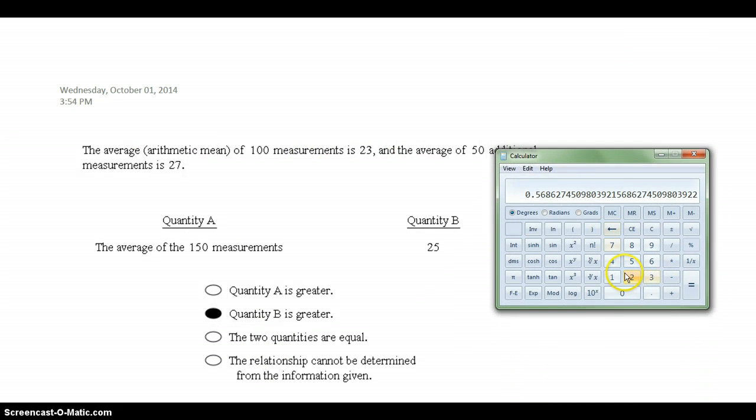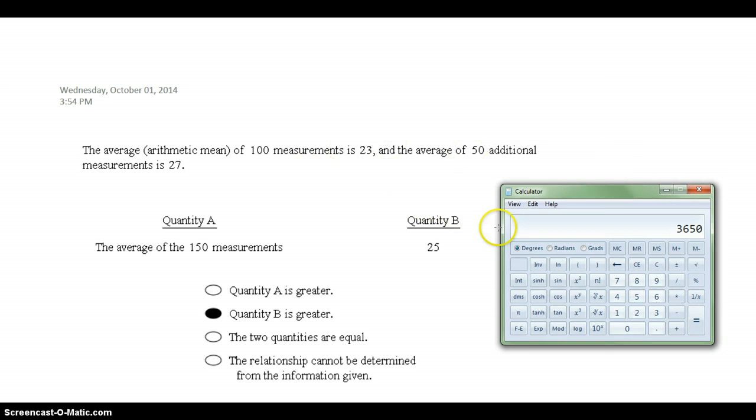So we have 2,300 plus 1,350. And that counts for all 150 measurements. So we could divide by 150 and get 24.33. So the average of the 150 is 24 1/3. Quantity B is 25, so quantity B is greater.